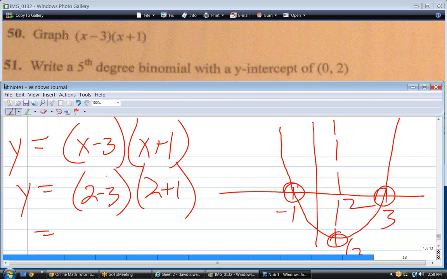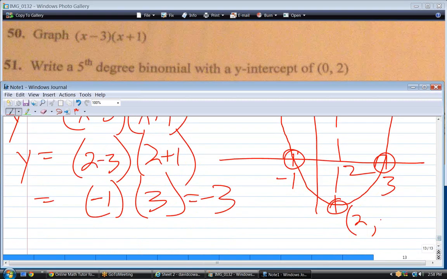Do each one separately. What's 2 minus 3? It's -1. What's 2 plus 1? It's 3. What's minus 1 times 3? -3. Okay. So the y-coordinate of this vertex is -3. And now I have 3 points, and that's all I need.